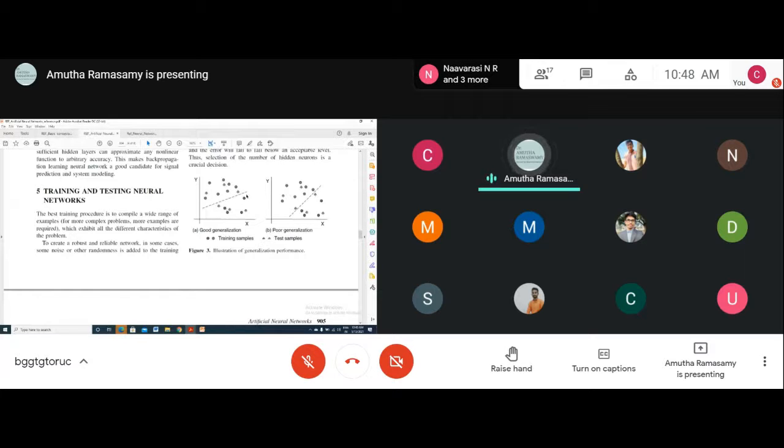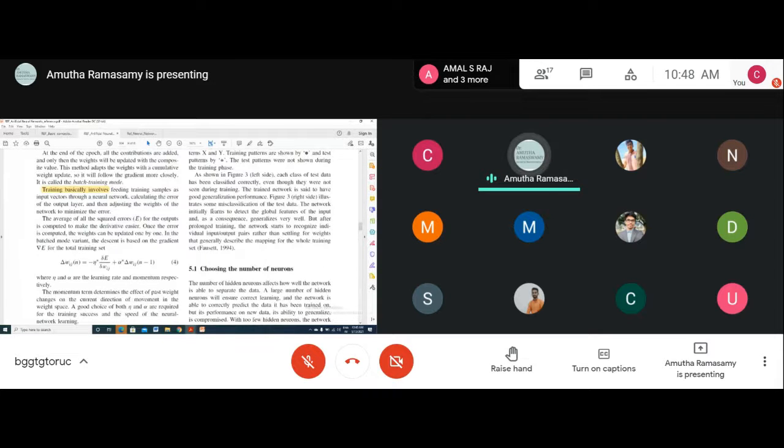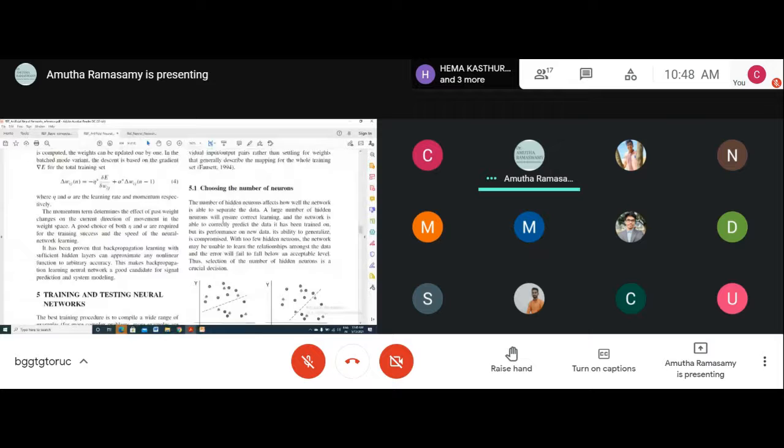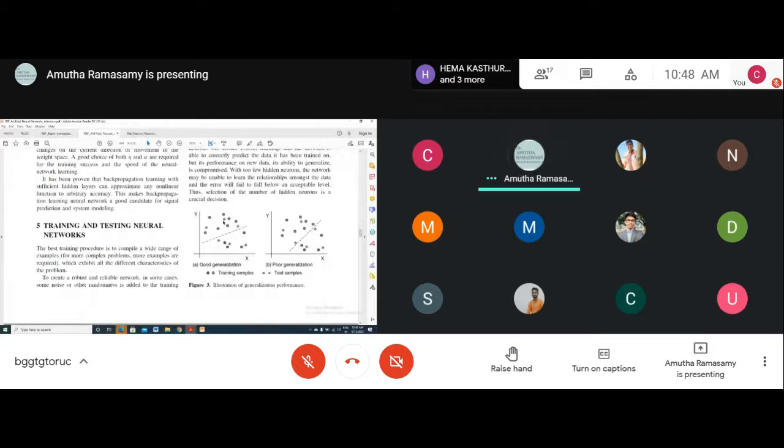One is given in circle, the other one is given in, what is the name of the symbol? People who play cards may know this. What is the name of the symbol? Anybody? Something like a clover? Ma'am, clover. Clover. Okay.